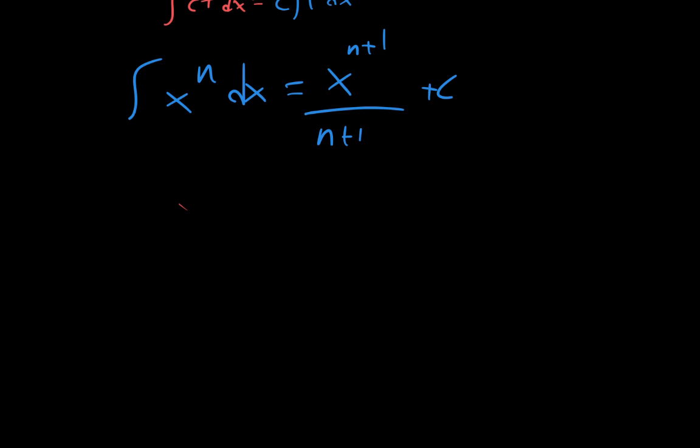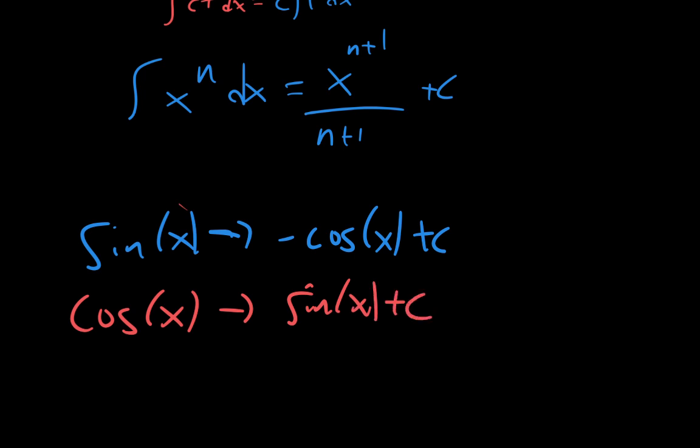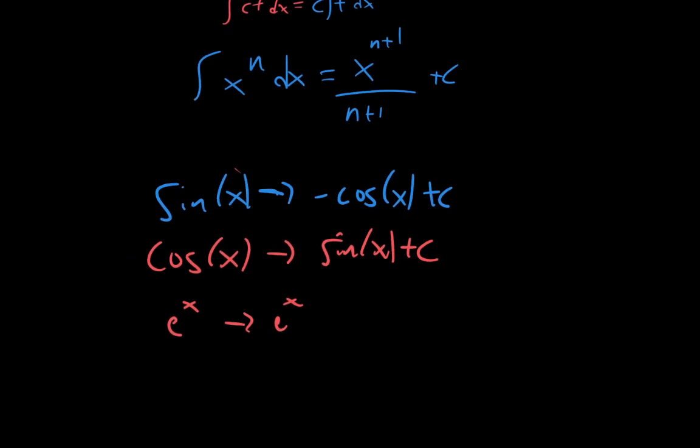There's a couple special integrals. The integral of sine of x is equal to minus cosine of x plus c. The integral of cosine of x is equal to the sine of x plus c. The integral of e to the x is just e to the x plus some constant. We're assuming these are indefinite, so the bounds of integration are not defined.